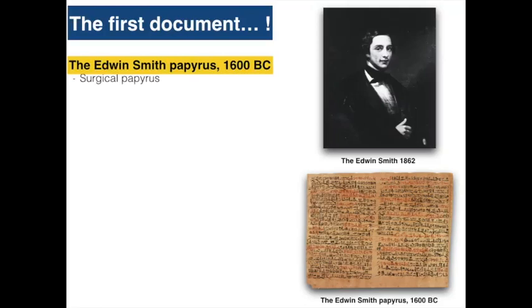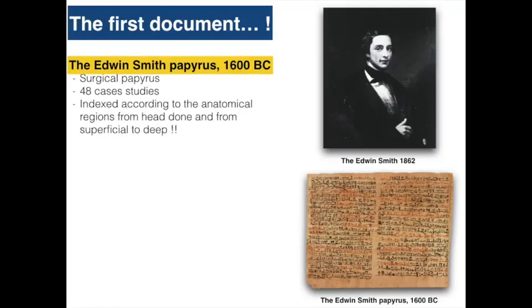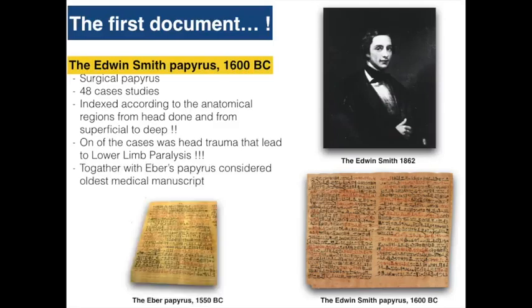Surprisingly, she found that it was a surgical papyrus describing 48 cases of diseases and trauma. And these diseases are indexed from the head to the toes down and from superficial to deep. And the cases have many, many different scenarios. One of them was head trauma. It was the first document describing if you had head trauma, you may paralyze your feet. And it was written in this papyrus at that time.